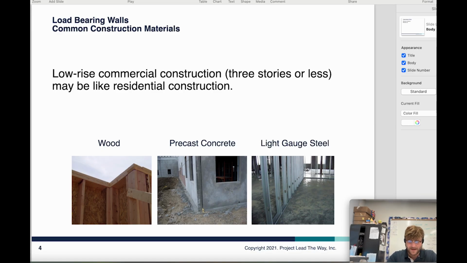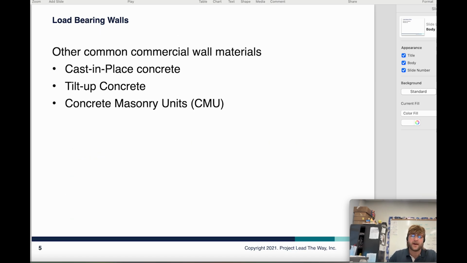The note that I want to make is we often use these for 3 stories or less, and it may be pretty close to what residential construction looks like, especially with the wood frame system that we have there. Other common commercial wall materials also include cast-in-place concrete, tilt-up concrete, as well as concrete masonry units. As you can see, all of these involve concrete.